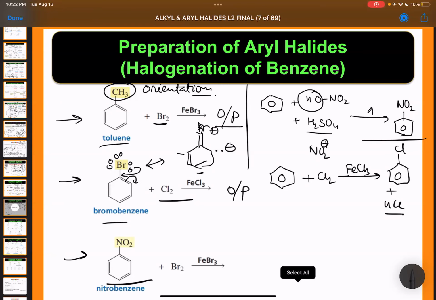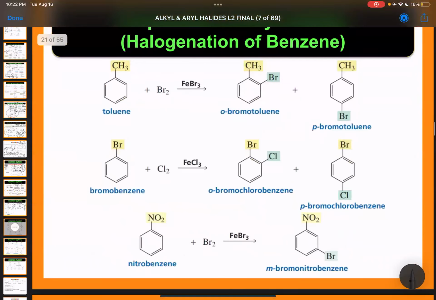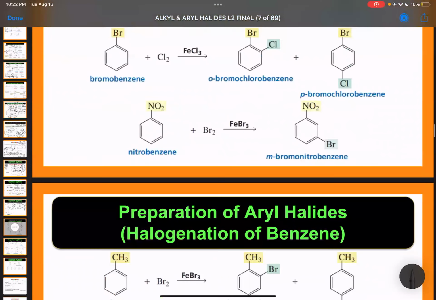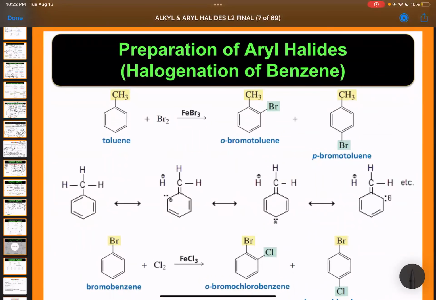No, there are two types of nitrogen. Okay, this is meta directing. So what is the key to find out? Look here. What you said for the toluene was correct. Methyl was an electron donating group. And what kind of electron was it donating?